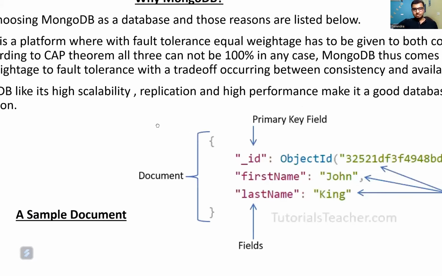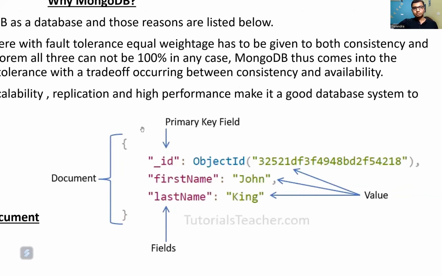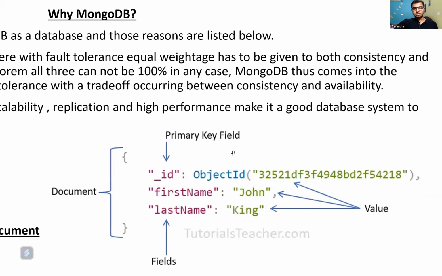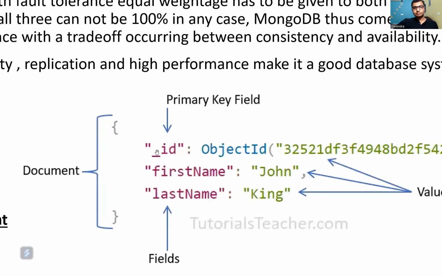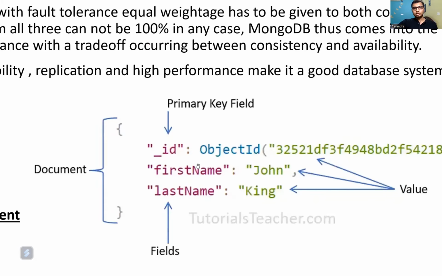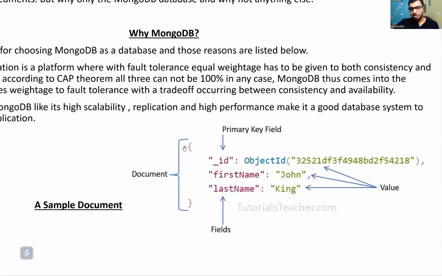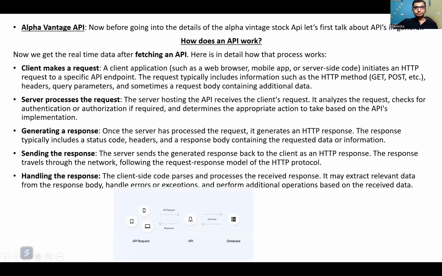Here I've attached a sample document showing how MongoDB stores the data. For example, this is a particular document. These are the key fields, and this is the value that each key field stores. Here this particular ID is the primary key field, and using this ID, as in relational databases, we can access our other data. So this is the part on MongoDB.